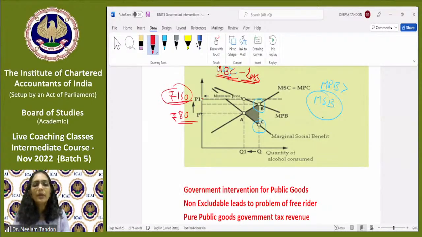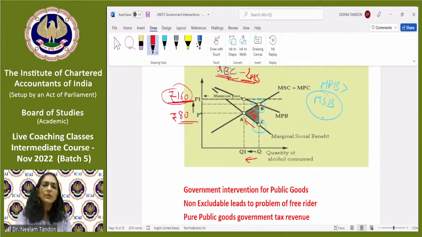What's going to happen? Equilibrium will shift from C to A. Marginal private benefit will reduce and the gap with marginal social benefit will reduce. So to overcome externalities and this loss, government is going to fix a minimum price. You cannot sell below this, and this price will always be greater than the equilibrium price. This is how they can reduce the consumption of alcohol from Q to Q1.